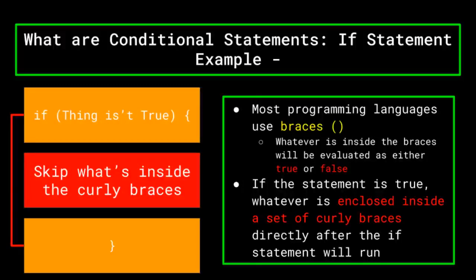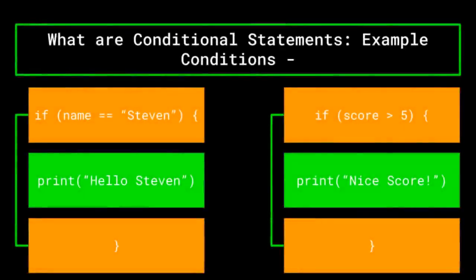A quick note is that while this is the case with most programming languages, some, like Python, use colons and whitespace to determine where a piece of code starts and ends, but for the sake of this series, we'll be using curly braces. Now, the condition within the parentheses can take on thousands of different forms, such as if the value of the string variable name is equal to Stephen, or if the player's score, stored in an int variable, is greater than 5. The list goes on and on.